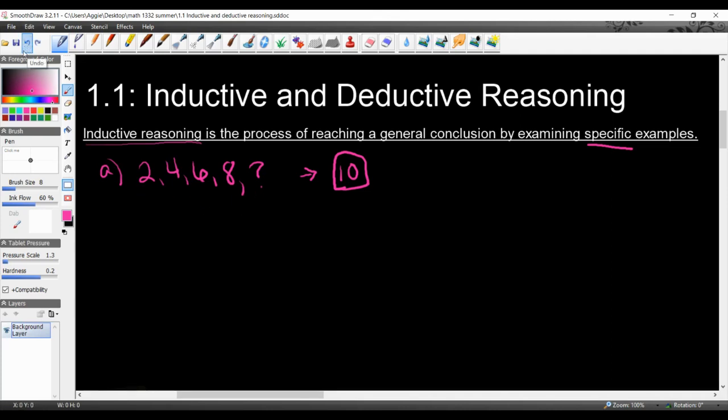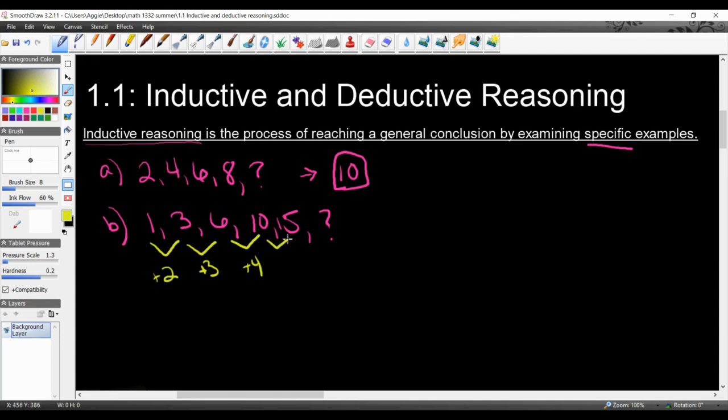Okay, so let's try another one just to see if we get the idea here. Now let's do one that has just a little bit more work. 1, 3, 6, 10, 15, question mark. This one has a little bit more that you have to think about. From 1 to 3, we're going up by 2. From 3 to 6, we're going up by 3. So we're adding. From 6 to 10, we're going up by 4. 10 to 15, we're going up by 5.